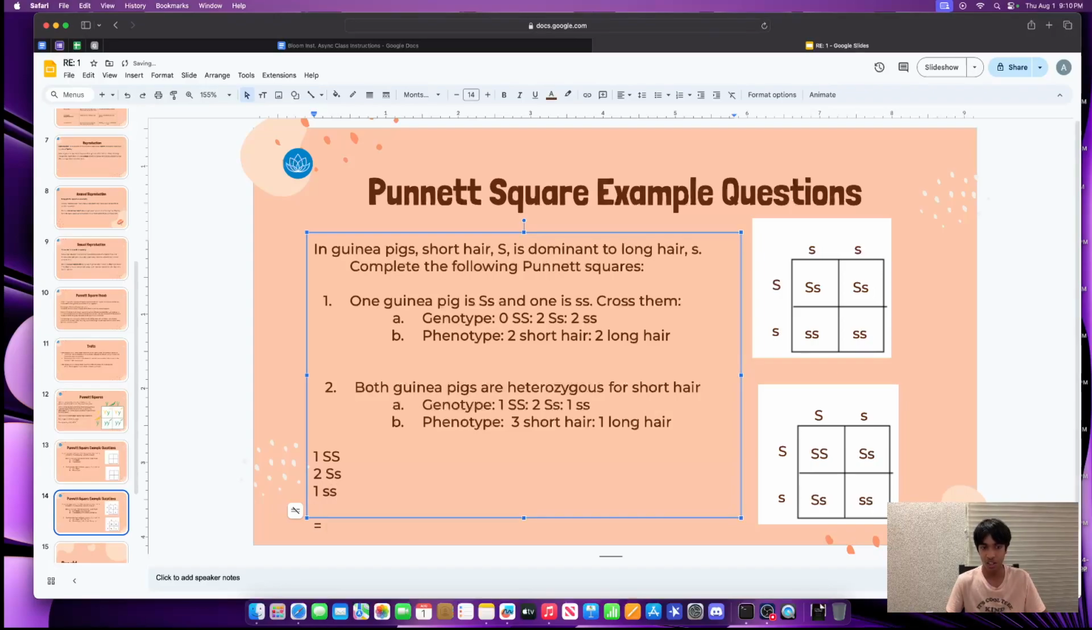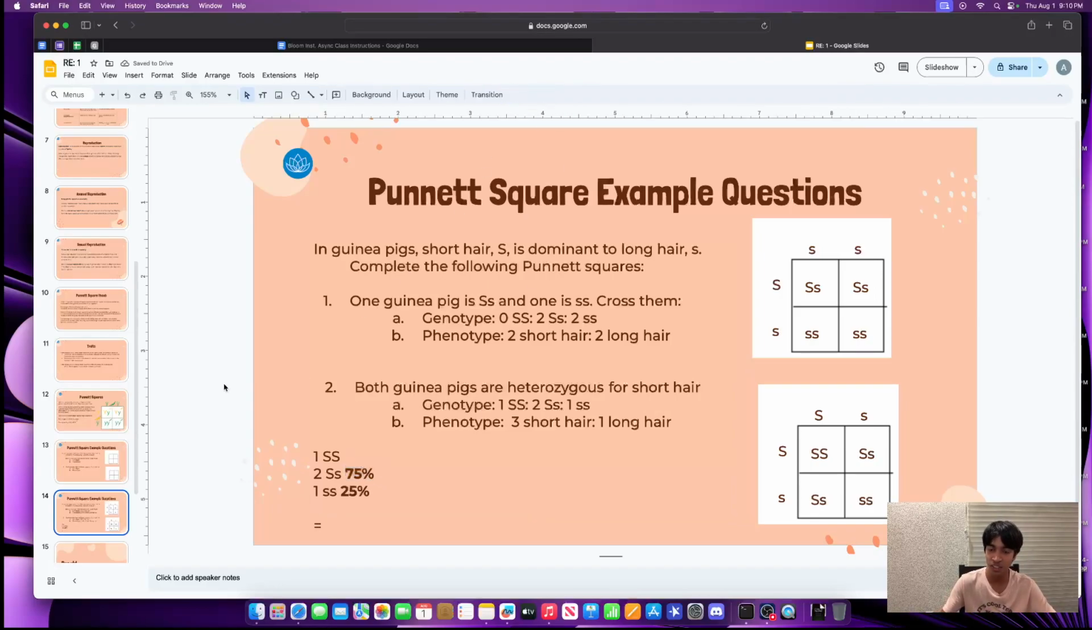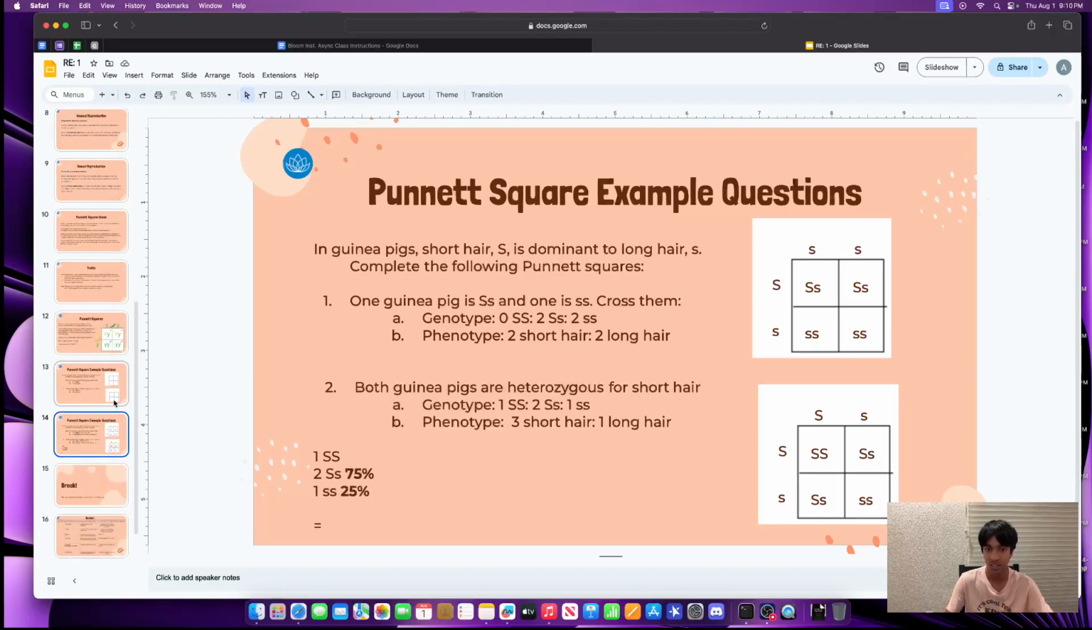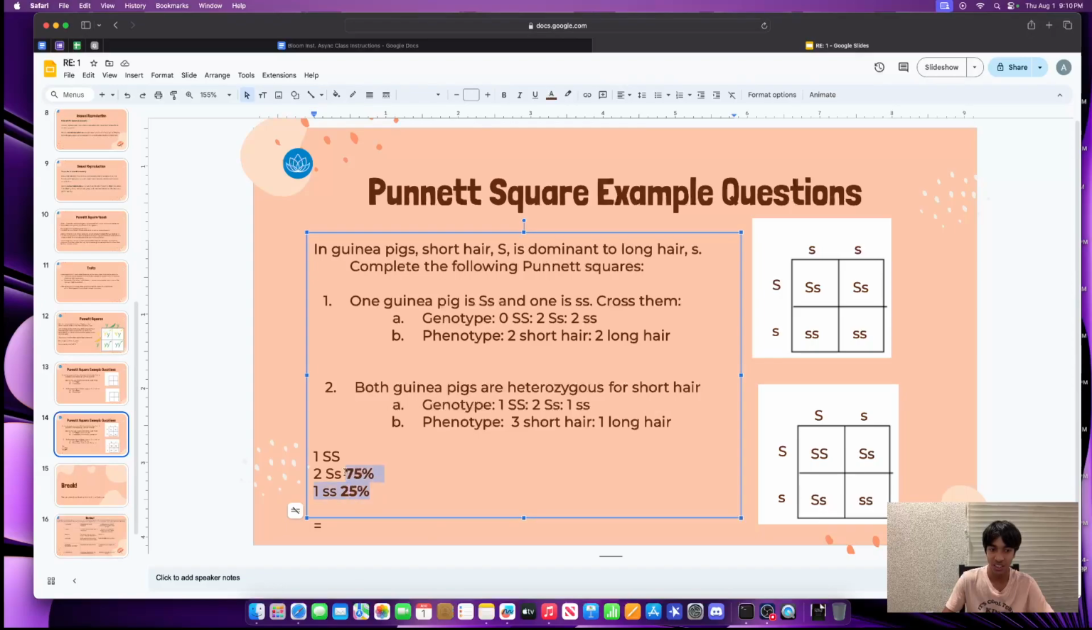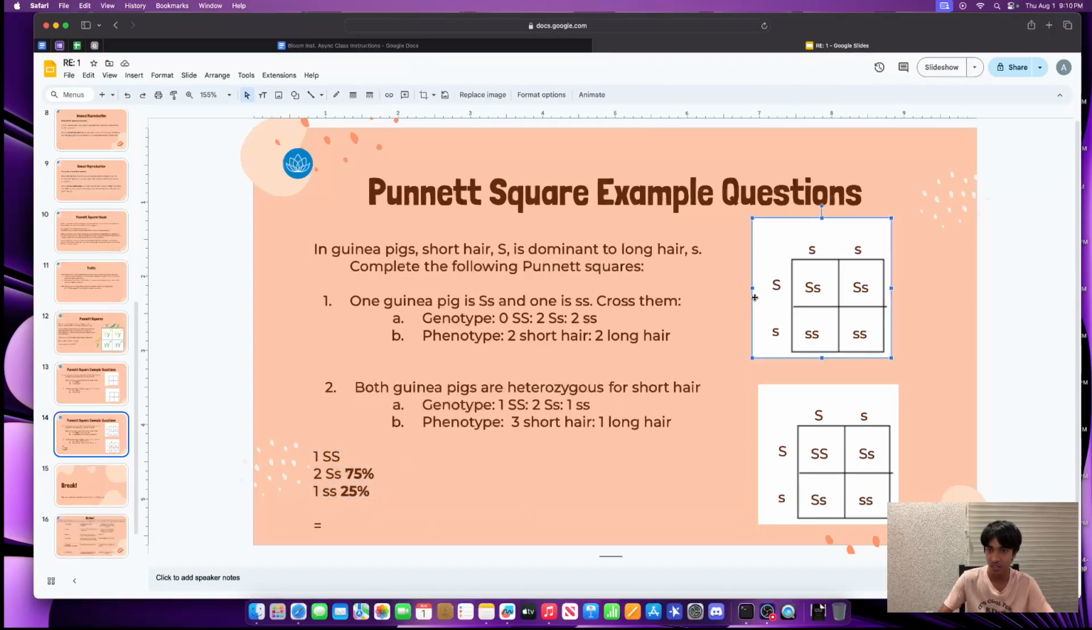That means that the first one definitely has short hair. The second two both have short hair. Only the third one has long hair, which makes it a 25% chance of long hair, and a 75% chance of short hair. So the organism of these two parents is more likely to have short hair than long hair, 75% more likely. You can write this down, and I hope you can understand the basic principle of these Punnett squares, and these percentages as well, and where they're coming from.